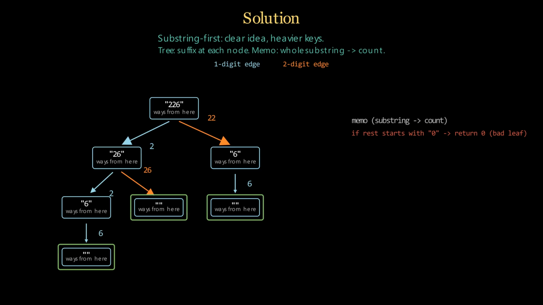When the remaining string is empty, you finished one valid decoding, so that leaf returns 1 to its parent. If the remainder begins with 0 in an invalid way, that branch returns 0; we only flag that rule here. Memo stores one entry for the empty suffix with value 1. Both 6 nodes share the same substring key, so memo of 6 is 1. Then 26 yields 2 ways, and the full string 226 yields 3.